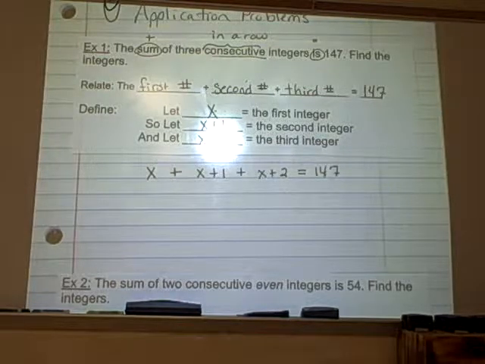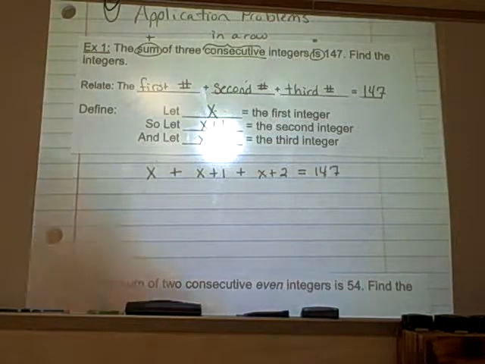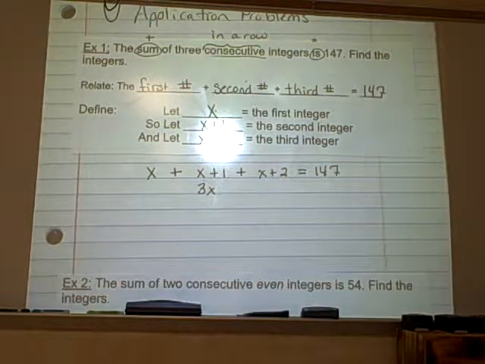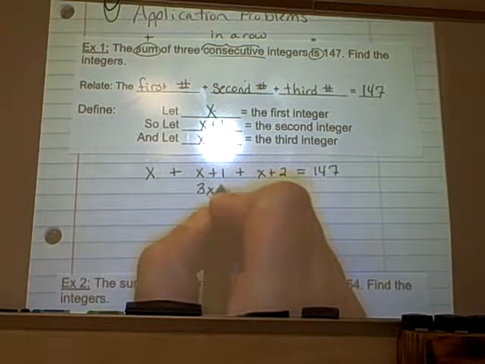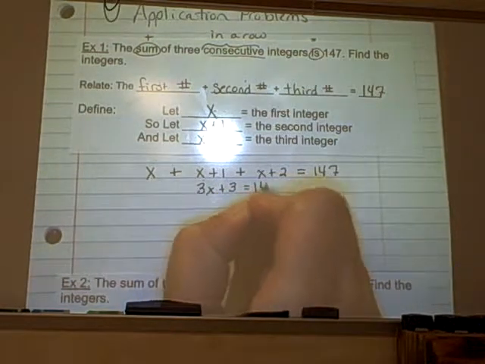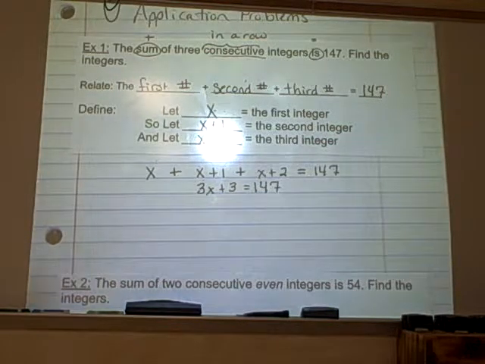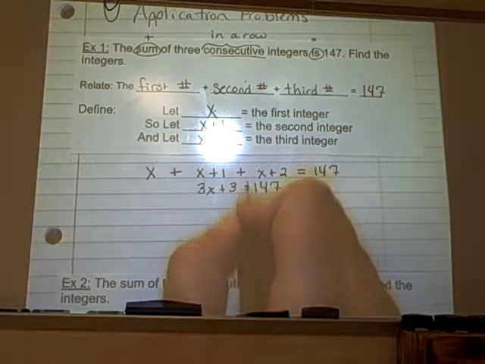Okay, now what do I do? If I have that equation, what would you do with that? Solve. How would I solve it? What would be the first thing you would do? Combine all those x's. How many x's are there? 3. 3 x's. 1, 2, 3. And then what else would I combine? The 1 and the 2, and you get plus 3. So 3x plus 3 equals 147 still. Now it looks just like the equations we've been doing. So you should be able to solve that one. Go ahead and solve it.